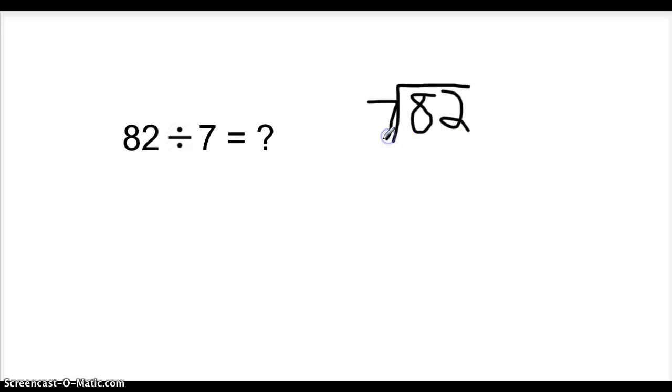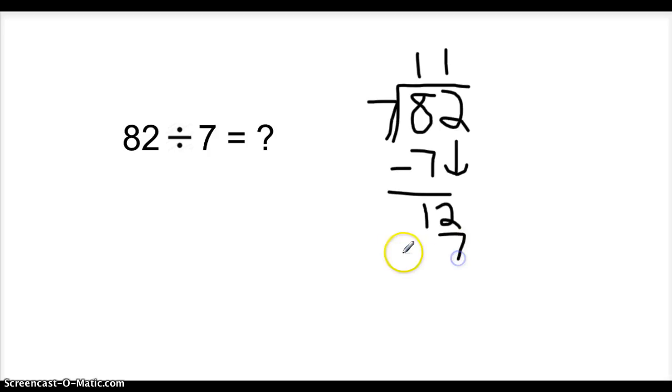like this. And we would ask ourselves, how many 7s would go into that 8 in our tens place? And the answer is 1. So we subtract out our 7, and we end up with 1 left over. Now we bring down the 2, and we get 12. How many 7s would go into that 12? And the answer is 1. So again, we put our 1 up here, and we subtract out our 7. And that gives us a 5 left over.